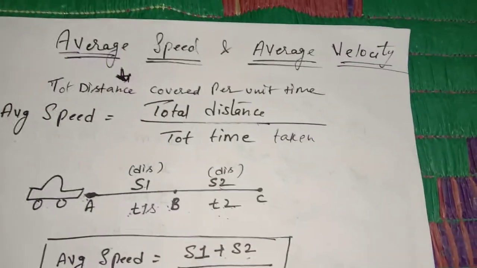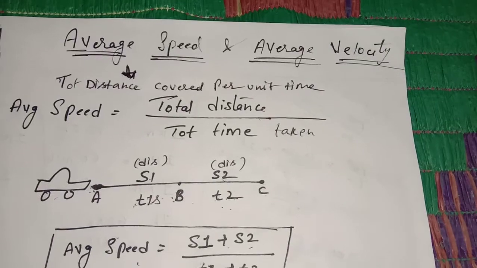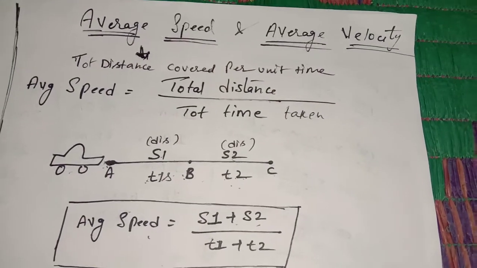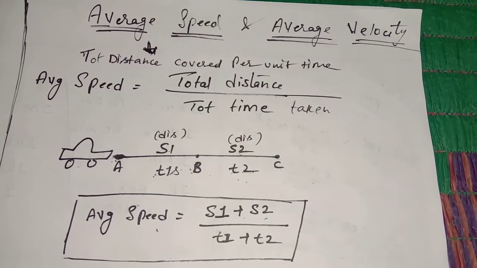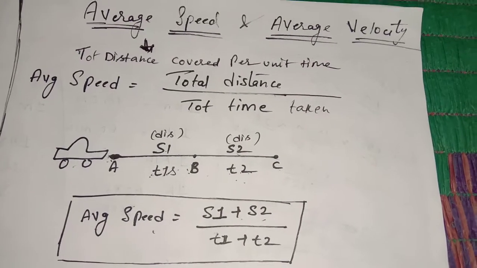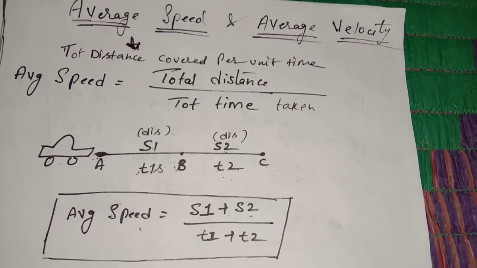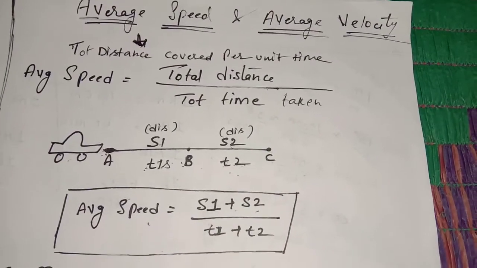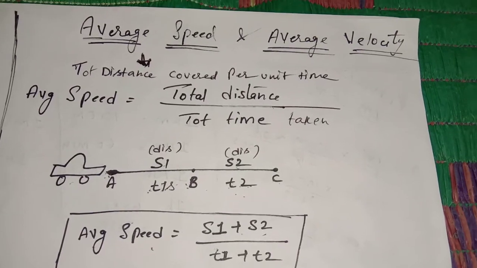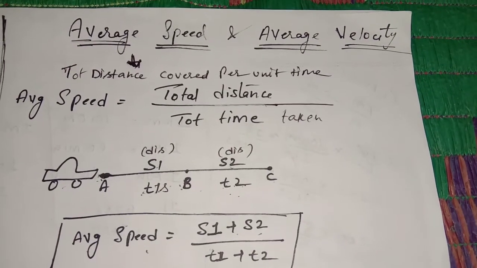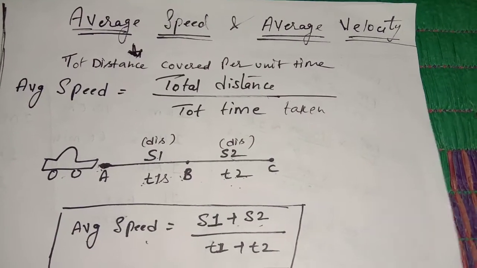The next topic is average speed and average velocity. As we have already learned about speed and velocity in the previous video, speed is a scalar quantity which has only magnitude, whereas velocity has magnitude and direction. So what is average speed? Total distance covered per unit time.